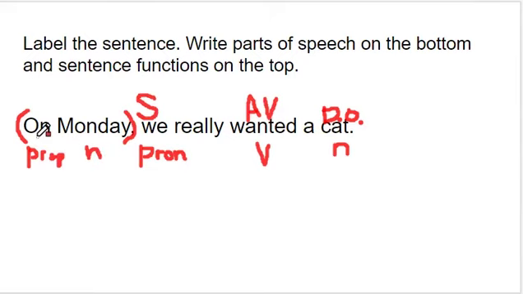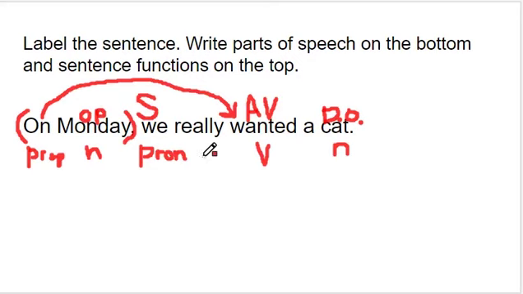So in this case, what is on Monday telling us about? Well, it's telling about when we wanted that cat, right? So this whole prepositional phrase is modifying the verb. We could call it an adverbial prepositional phrase, but that's going to be too hard to write, so we'll just leave it blank. Now, Monday is a noun. We're going to call that the object of the preposition. And remember, there are subjects and there are objects. Subjects do verbs. Objects have things done to them.